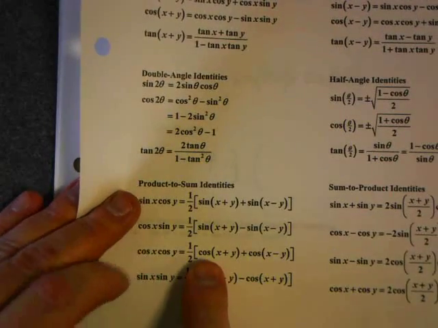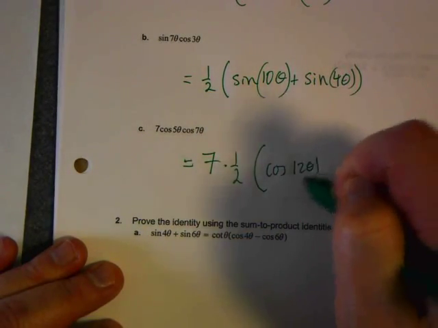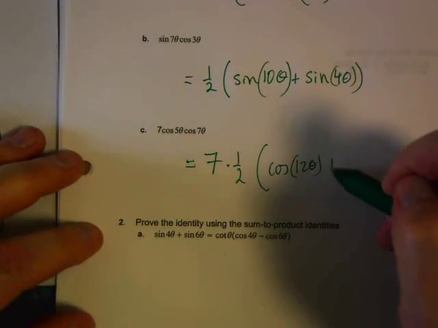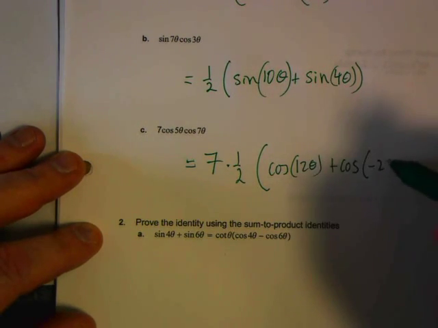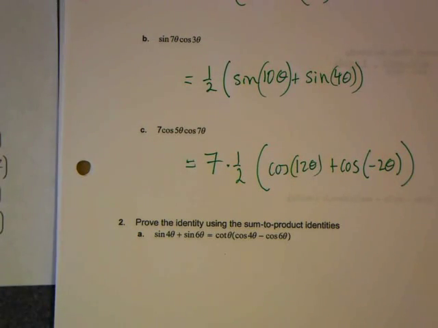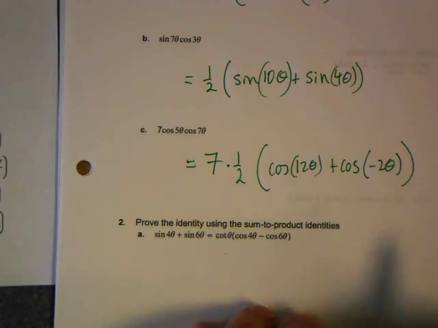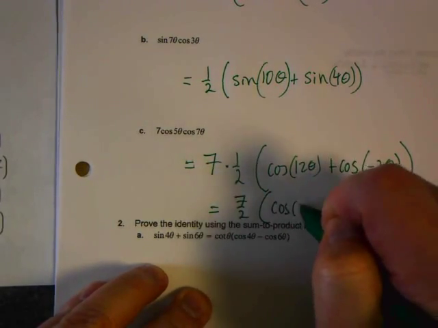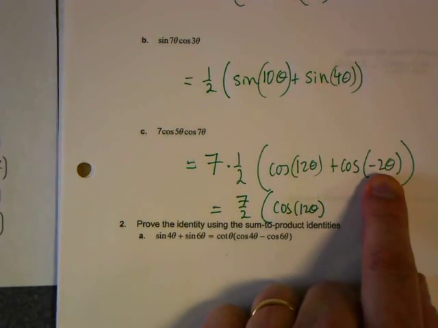And then I need cosine of, add them together, cosine of 12 theta, plus cosine of, subtract them, negative 2 theta. All right, now traditionally, we don't leave our answers having negatives in here. So I'm going to write my final answer as 7/2 cosine of 12 theta. What does cosine do to negative angles?